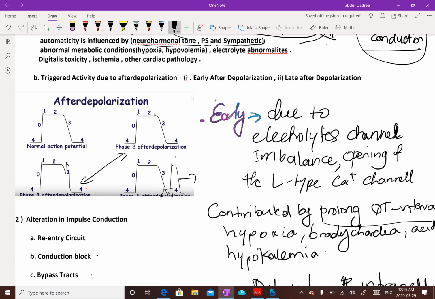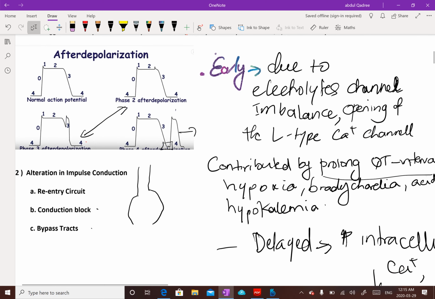Now, in order for me to explain the reentry circuit for you guys, let me draw something very small here, and then we can take this a little bit further. Okay, so let's say we have our AV node cells, one of the cells in the AV node. We send an electrical signal down the AV node. So let's say we have this as a slow conducting pathway and a fast conducting pathway.